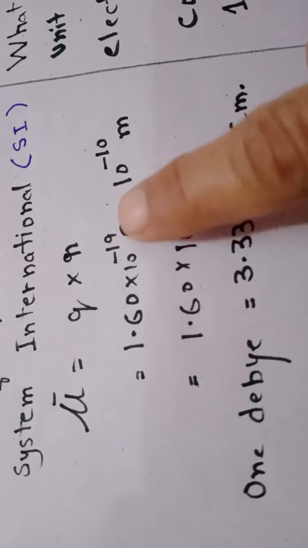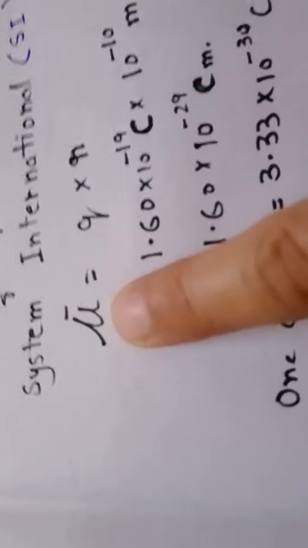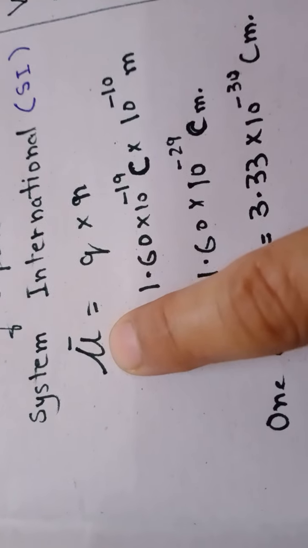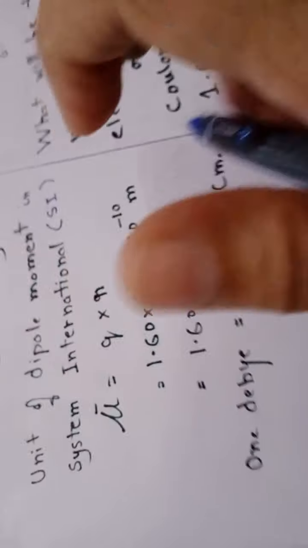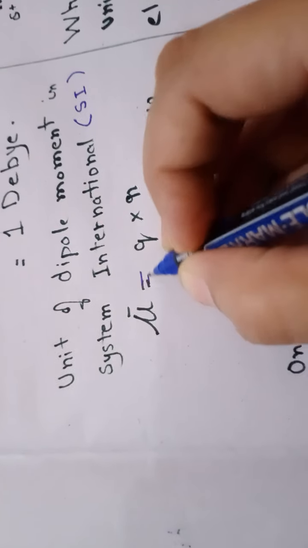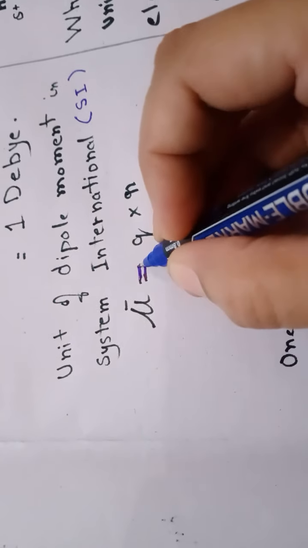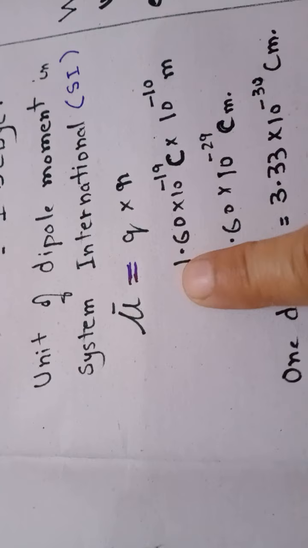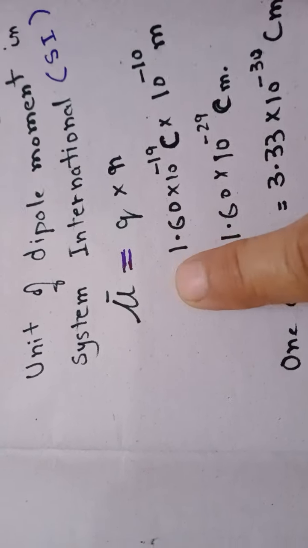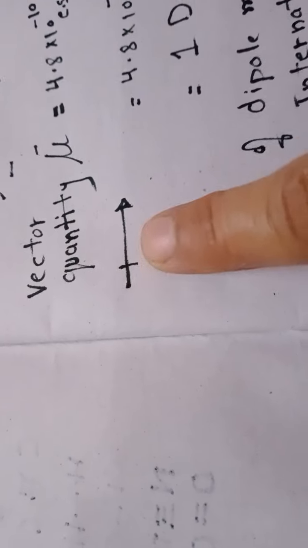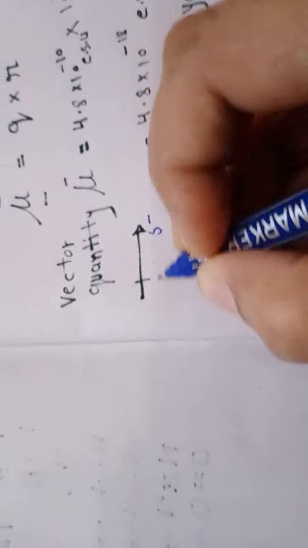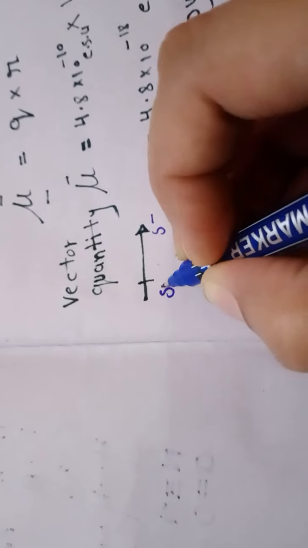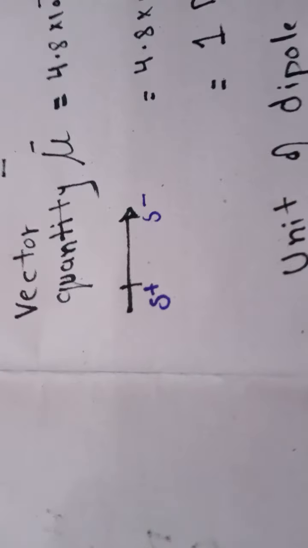Again we are using the same formula. The mu bar means it is a vector quantity. It also depends upon the direction, and it has a particular direction, right? And we can show the direction with the help of an arrow. The arrowhead is toward the partial negative pole, and the tail is toward the partial positive pole.